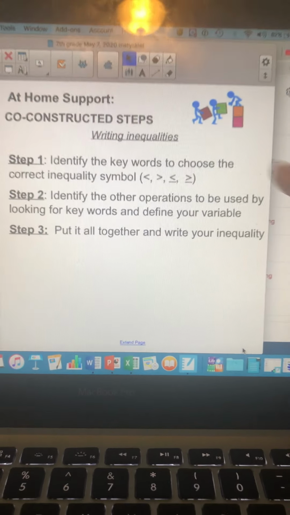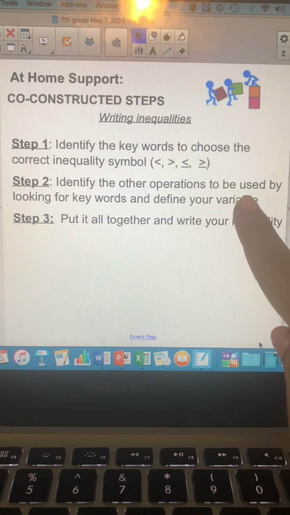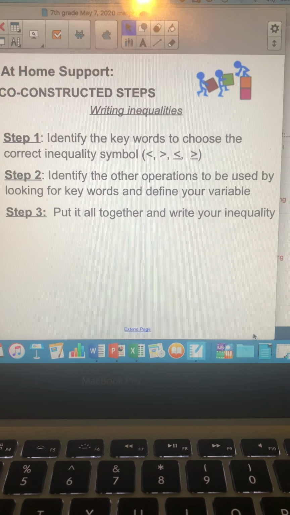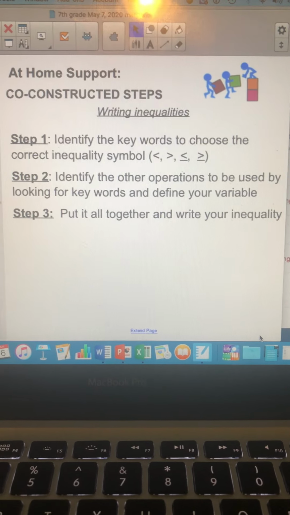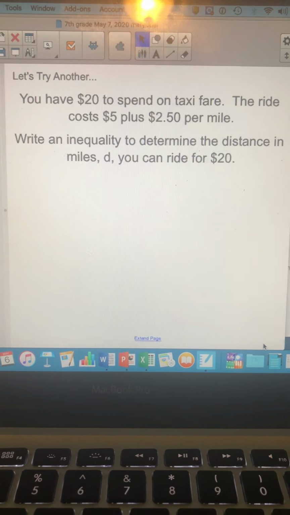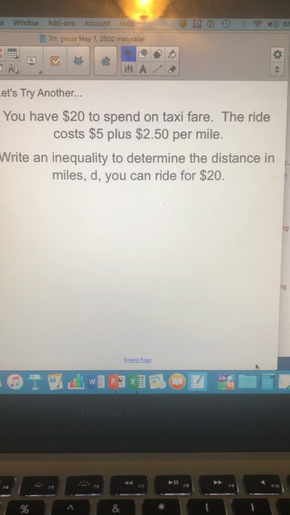Basically what we're doing, we're identifying the keywords to choose the inequality symbol. We're looking for those other words that indicate the operations and how to figure out what our variable is, and then we're putting it together and writing our inequality. So I'm going to do maybe one more with you. The other two are solved as well, and then I'll show you what else you're responsible to do today.